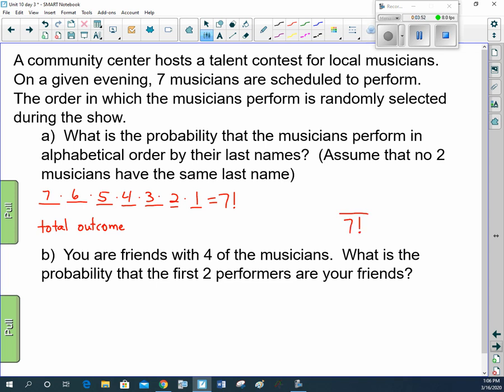Okay, what we're looking for is how many ways can they perform in alphabetical order? Well, there's only one way to perform in alphabetical order. That's what we're looking for. So that's 1 over 7 factorial. Okay, so we could go ahead and figure out what that number is. That's probably a really small number, or we could just leave it like that. That probability, let's see, 1 divided by 7 factorial. Yeah, that's a really small decimal.